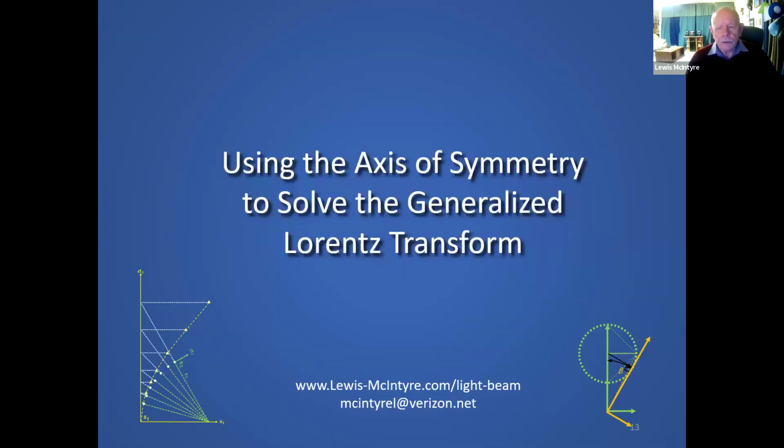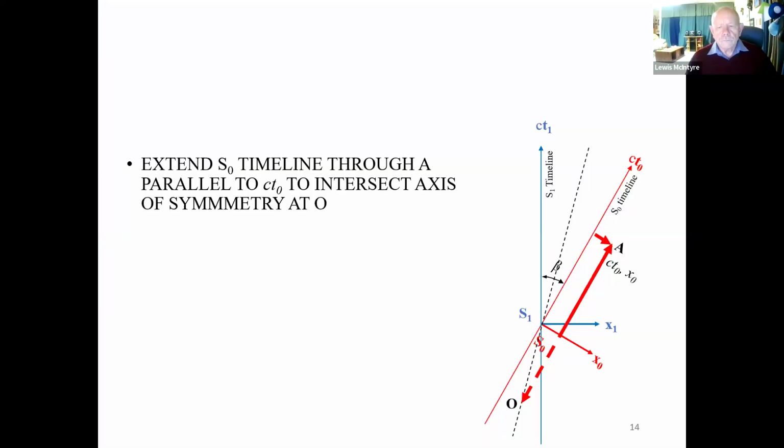Now let me show you how to use the axis of symmetry to solve the generalized Lorentz transform with arbitrary values of x. We now draw a timeline through the S0 measurement A, parallel to the T0 timeline, to intercept the axis of symmetry at O.